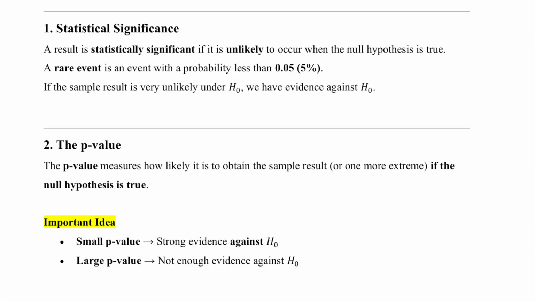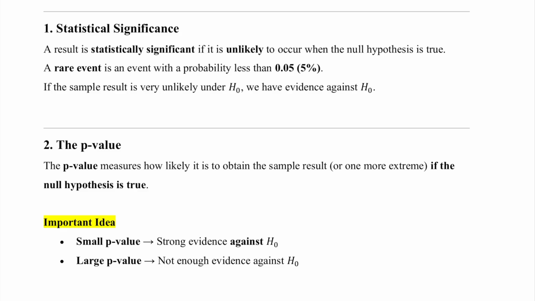So how do we measure how unusual our sample result is? That's where the p-value comes in. The p-value is the probability of obtaining the sample result, or even more extreme, assuming the null hypothesis is true.